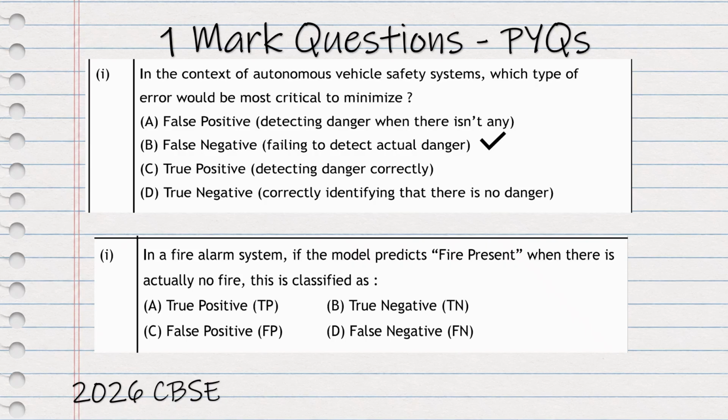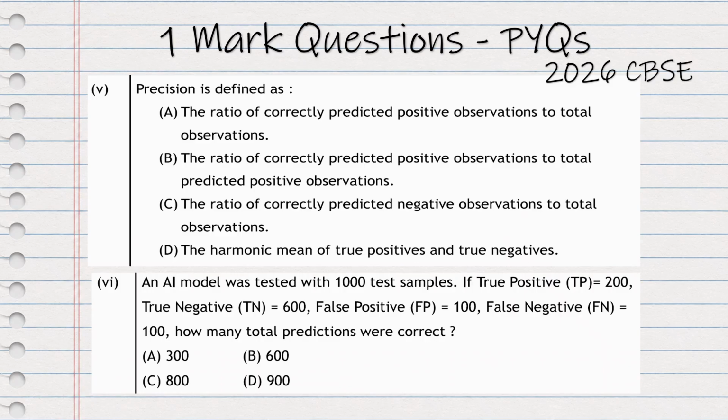In a fire alarm, if the model predicts fire present and when there is actually no fire, this condition is called as फॉल्स पॉजिटिव, क्योंकि प्रिडिक्ट कर रहा है यस और एक्चुअल में यहाँ पर नो है, सो कंडीशन इज फॉल्स पॉजिटिव. Question: Precision is defined as the ratio of correctly predicted positive observations to total observations. नो, एक्चुअली प्रिसिजन क्या होता है, आपकी कितनी करेक्ट पॉजिटिव ऑब्जर्वेशन है डिवाइडेड बाय प्रिडिक्टेड पॉजिटिव ऑब्जर्वेशन, दैट इज TP upon TP plus FP. सो प्रिडिक्टेड पॉजिटिव मीन्स उसमें ट्रू पॉजिटिव भी आ गया और फॉल्स पॉजिटिव भी आ गया. सो इसलिए आंसर B इज करेक्ट.